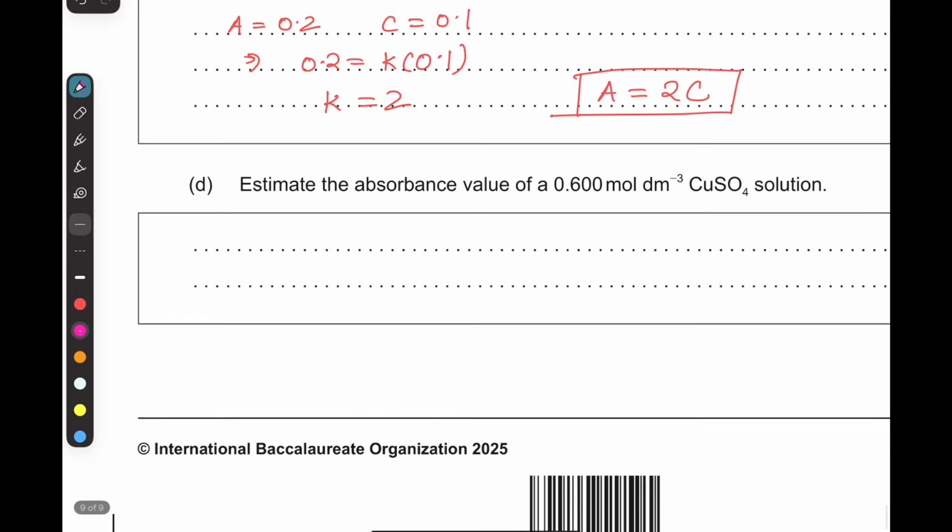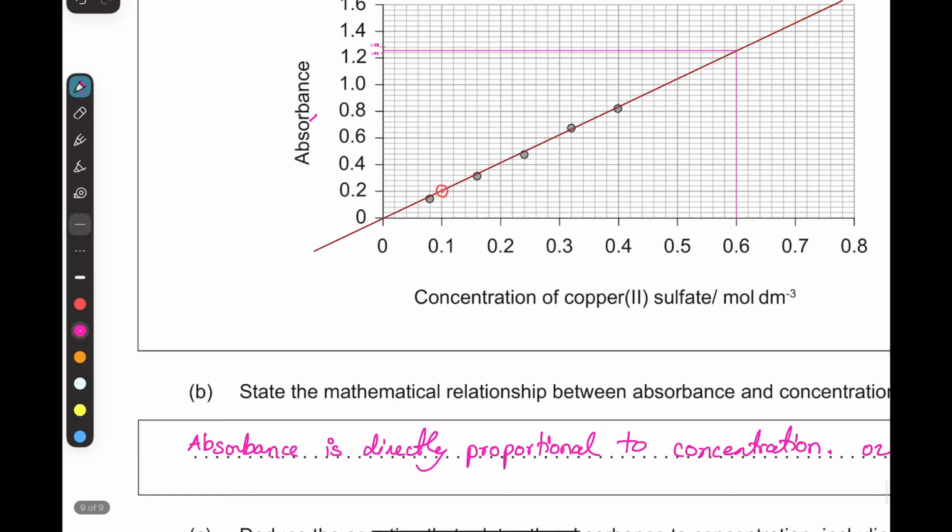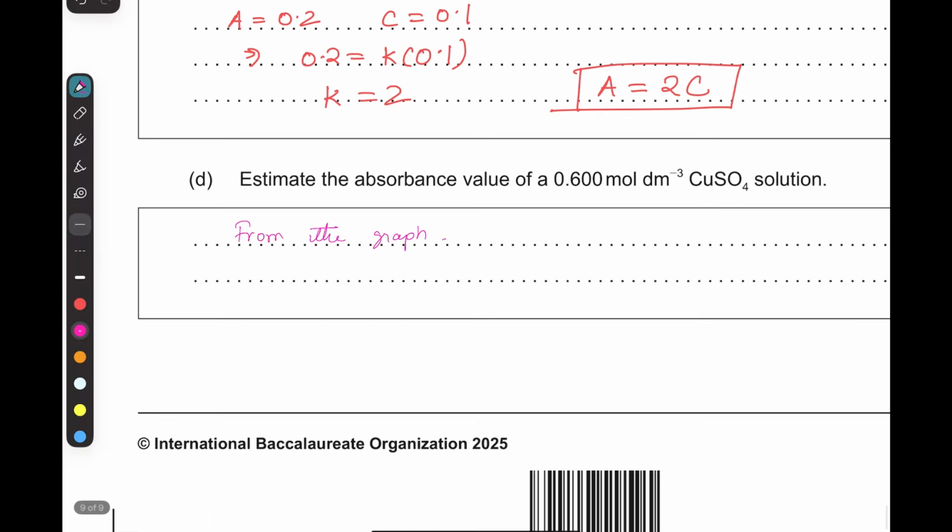So from the graph, I'll just check something again. 0.2. Yeah. Okay, fine. Your absorbance would be 1.25. Done.